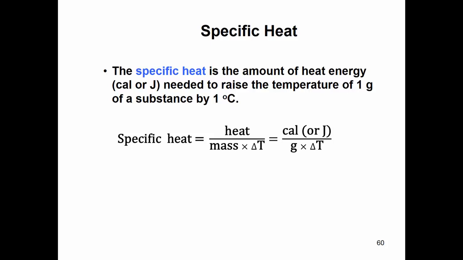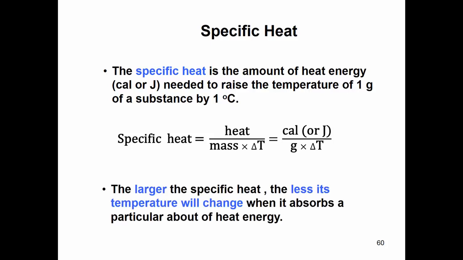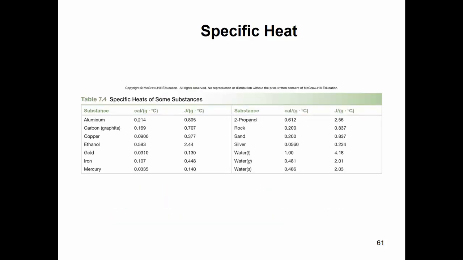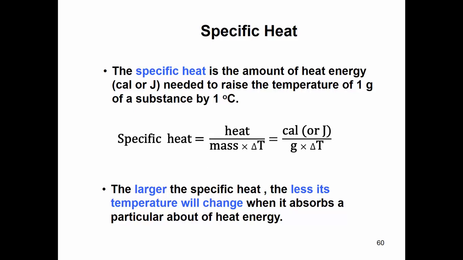Specific heat is the amount of energy in calories or joules that it takes to raise the temperature of 1 gram of a substance by 1 degree Celsius. Our units here are calories per gram per change of T. All right, so that's the units for specific heat.